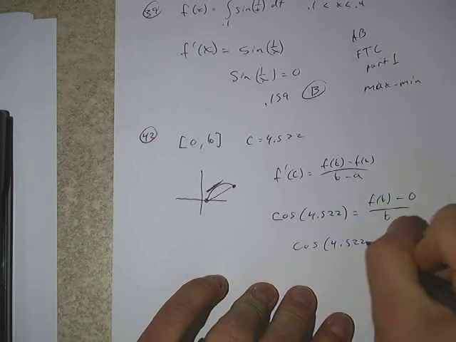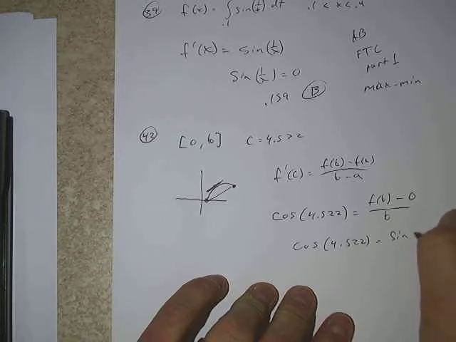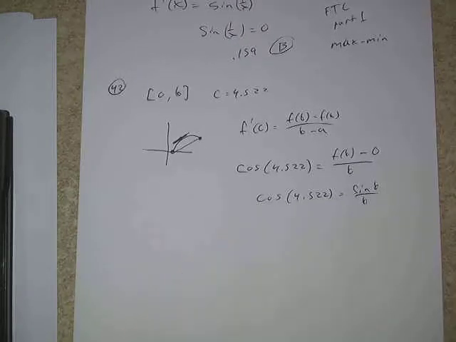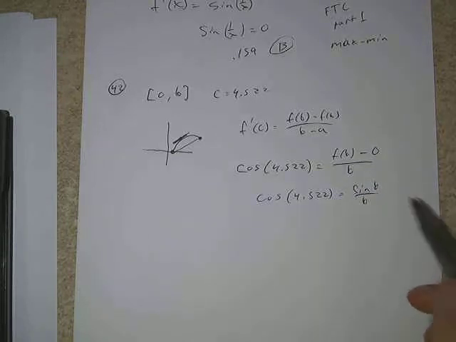And on the right side, f of b, we don't know b, so we don't know f of b either. Also, ultimately, f of a is sine of a. Sine of a, in our case, would be 0. So sine of 0 we know is 0. And on the bottom we'd have b here. So ultimately we'd have cosine of 4.522. F of b would be sine b over b. Alright, questions so far?